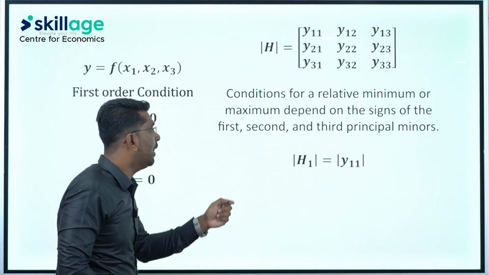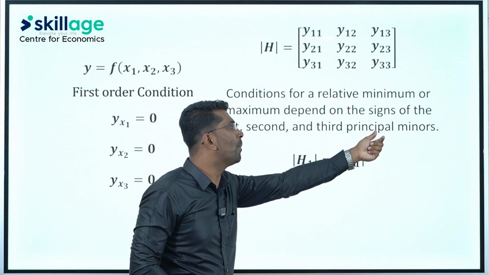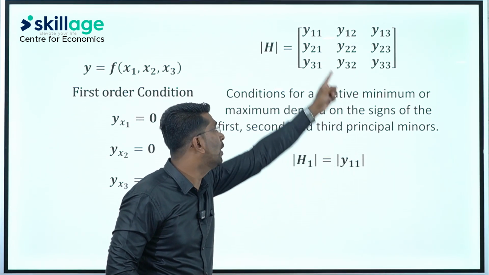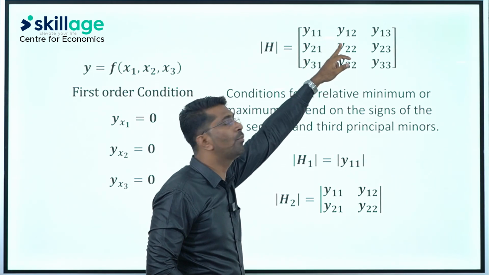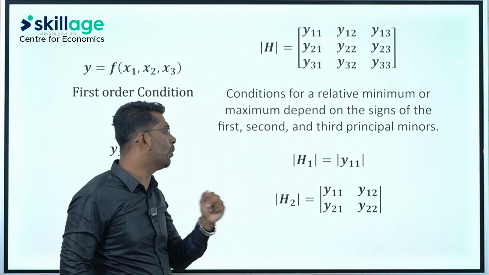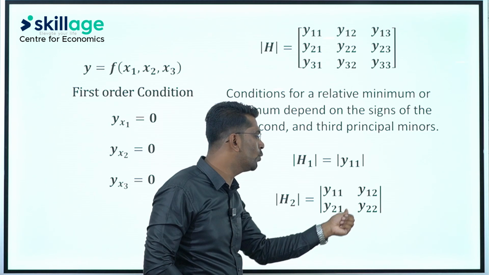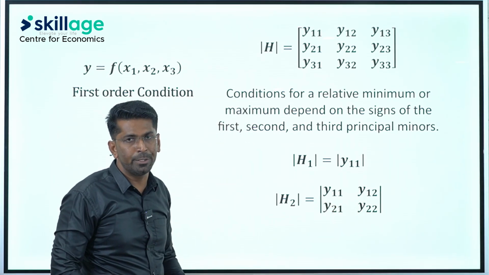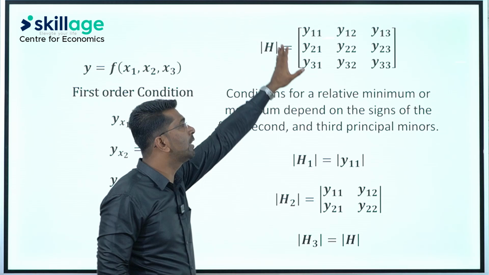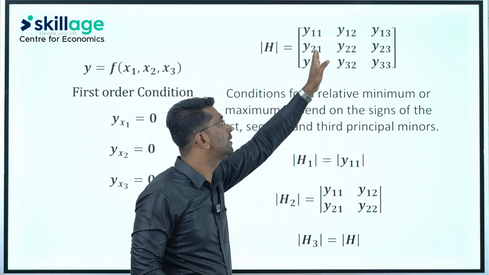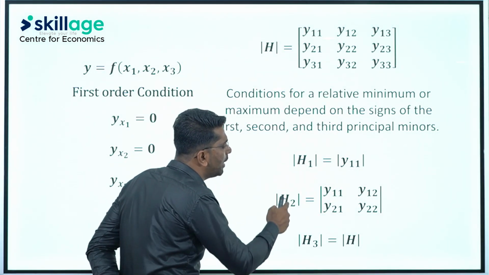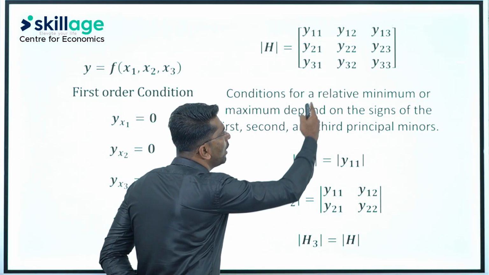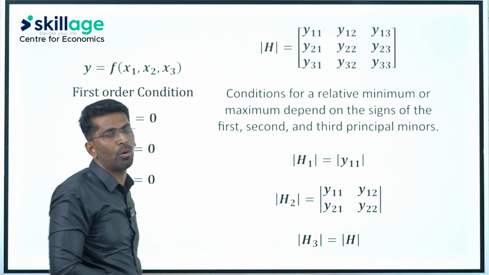Now see, H1, that is the first principal minor, is equal to y11. Now H2, that is the 2 into 2 matrix. The first 4 elements will be considered, that is 2 into 2 order: y11, y12, y21, y22, and we want to find the determinant value. Then H3 is nothing but H, so this 3 into 3 matrix will be considered. Now, looking at the sign of H1, H2, H3, we can determine whether the function is relatively maximum or relatively minimum. See how we are going to determine.